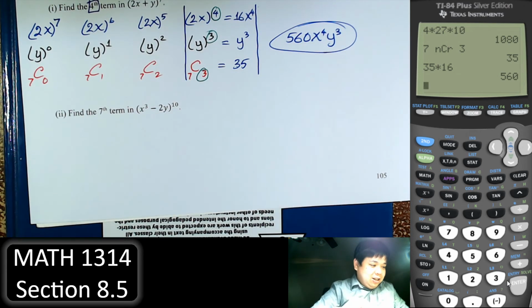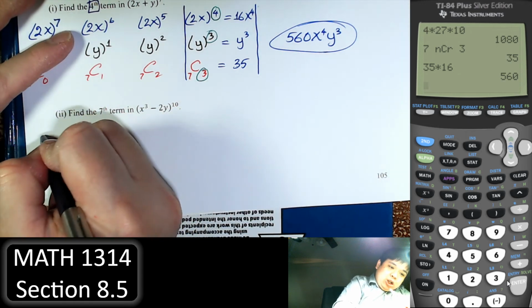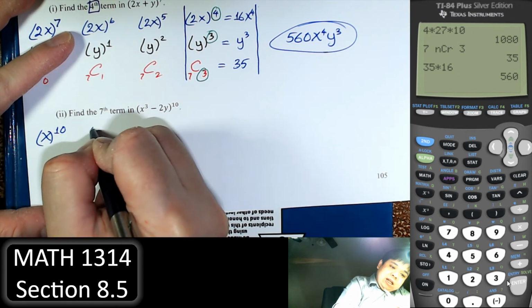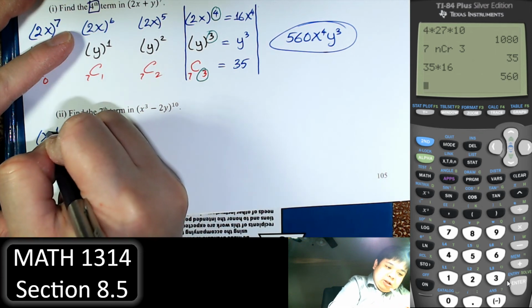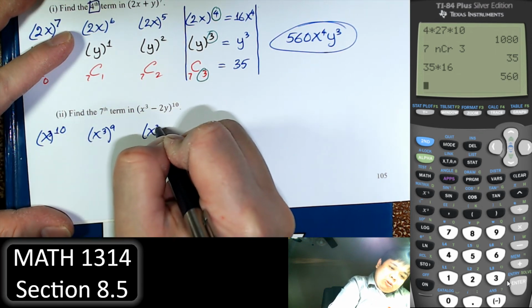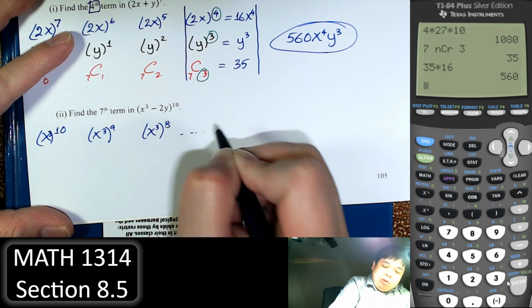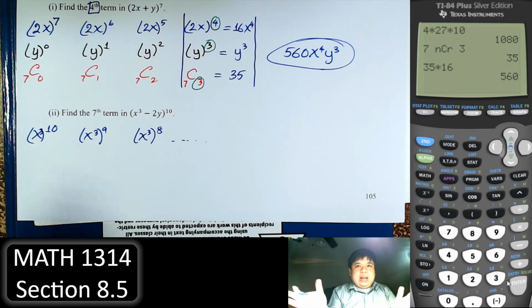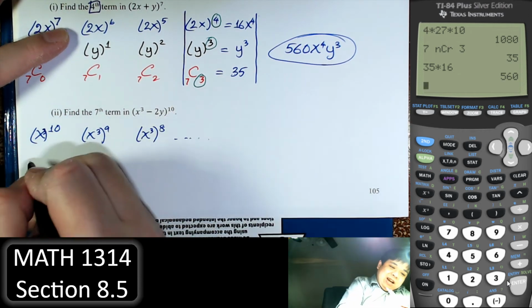Well, let's look at this. We have x cubed. We know the power counting from 10. So x cubed, 10, 9, 8, and all the way down. Of course, we can do that, 10, 9, 8. We can do that. But it would be better just to count from the second term.